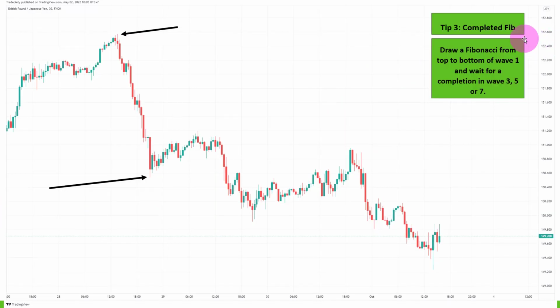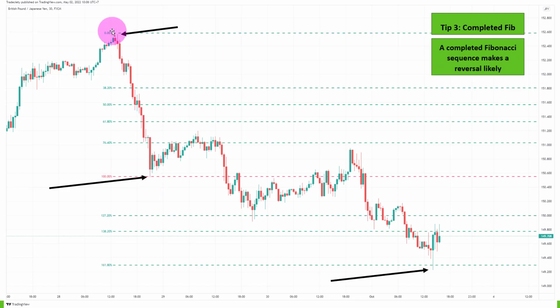Tip number 3, we can use our Fibonacci tools to look for completed fibs. If a Fibonacci sequence is completed, we are often looking at the end of a trend. So what we want to do is early on in a trend, identify wave 1 and draw our Fibonacci from the starting point to the end point of wave 1. That often gives us a very nice Fibonacci sequence. So from here to here and then back to the 76.4, we have a Fibonacci retracement. This is our corrective wave.